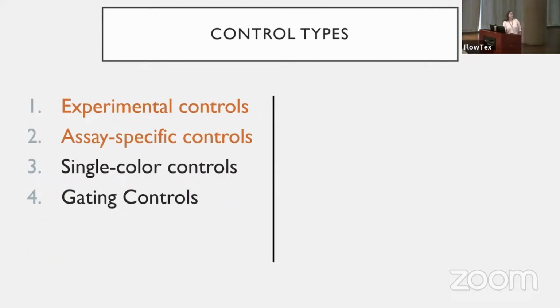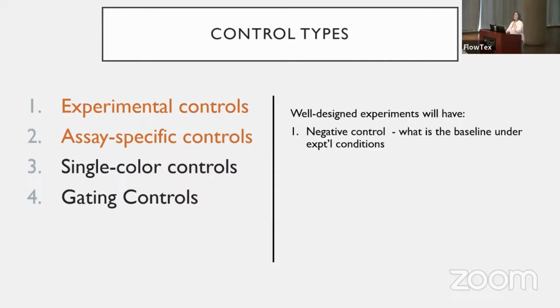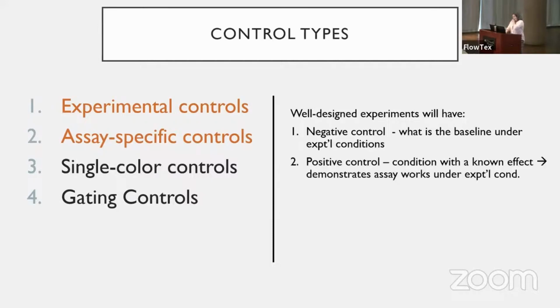And again, this is way before you even touch the flow cytometer. These were discussed at the very beginning of the talk when they talked about all the different applications. Well-designed experiments will have a negative control. What are the baseline conditions for your experimental conditions? A positive control. How do you know the assay worked, right? This is the first time you've done flow cytometry. You got a whole bunch of dots on the screen. How do I know that that's the best that signal can be and actually tells me something that's biologically relevant?